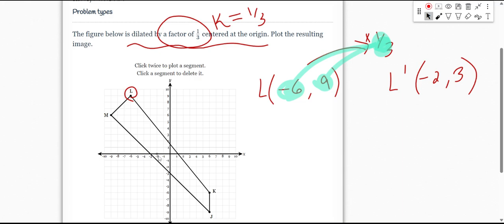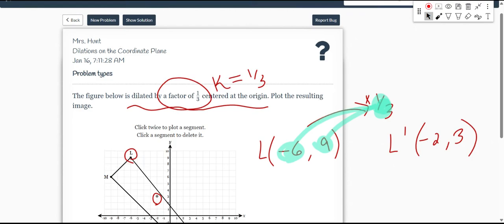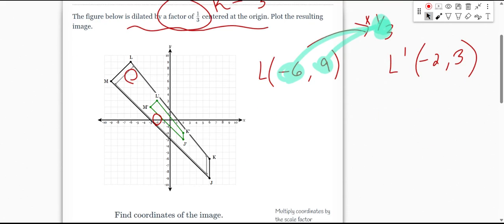L prime is at -2, +3. So that is right there. I just drew a little dot on the screen. You would have to also do that with the other 3 coordinates as well to get the right shape. But I'm going to just click Show Solution so you can see that we at least have that first point correct. Okay, take a look.